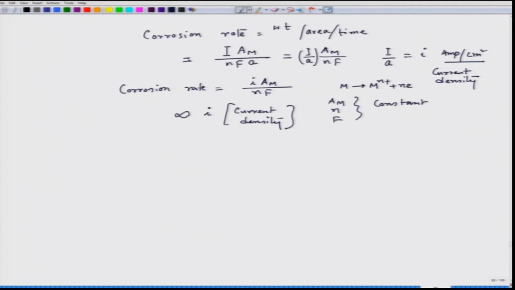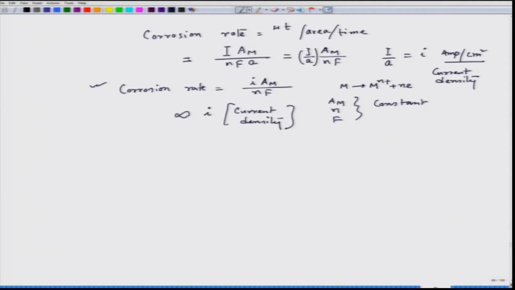Interestingly, it is not proportional to the current flow, rather it is proportional to the current density, because if we take current, then we are not considering the area that is exposed to the solution for the corrosion reactions to happen on the metal surface. But current density takes care of this area on top of which the corrosion reaction is taking place. So, hence the corrosion rate is directly proportional to the current density, not I, but we get this particular information by using the laws of electrochemistry.